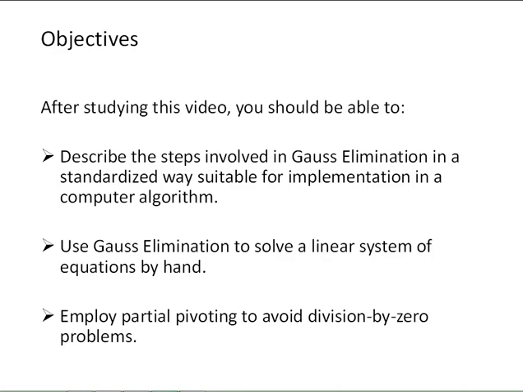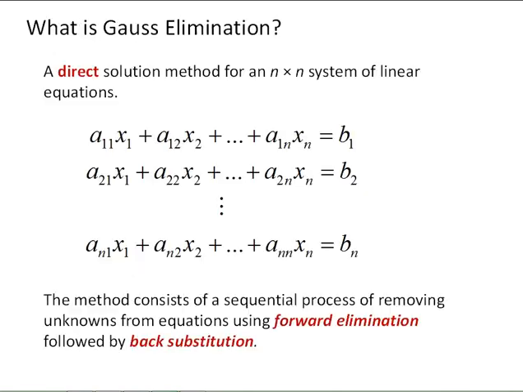You may already know how to do this if you've taken linear algebra, or also because this technique is usually taught in high school algebra courses and college algebra courses. Lastly, you should be able to employ partial pivoting to avoid division by zero problems that can arise with Gauss elimination. So what is Gauss elimination?